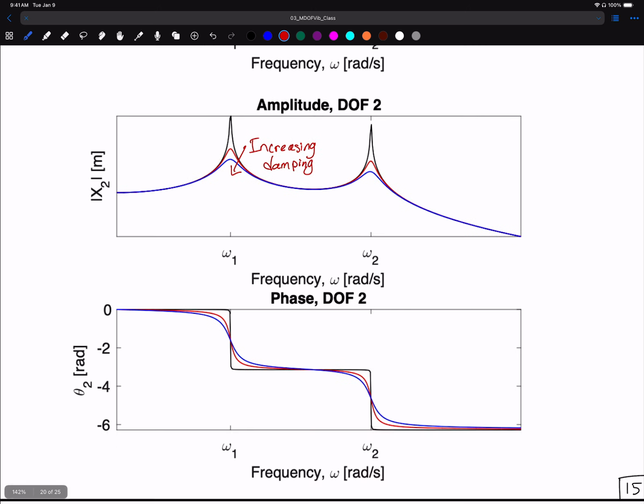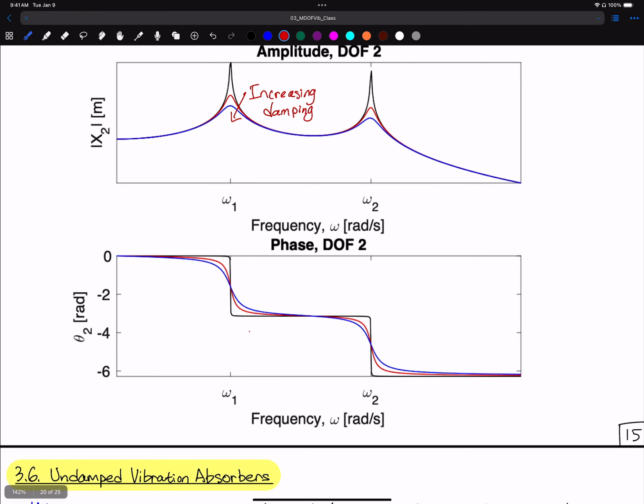And the same thing with the phase here. In this case, it drops down to pi, and then there's no anti-resonance to bring it back up, and then it drops down to 2 pi, or in this case, it's going to be wrapping around back to 0. And then this is the direction of increasing damping.